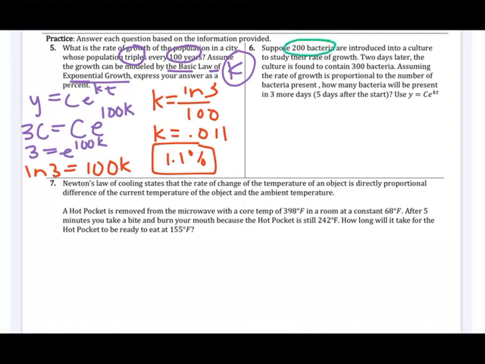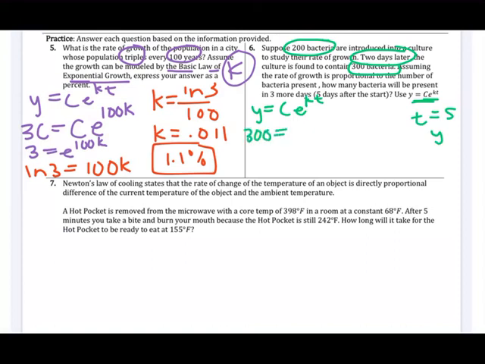Suppose there are 200 bacteria. 2 days later, there are 300 bacteria. Assuming the rate of growth is proportional to the number of bacteria present, and they're telling us to use this formula, how many bacteria will be present 5 days after the start? So we want to know when t equals 5, we want to know how many bacteria, which is going to be our y. So y equals c e to the k t. No, you don't have to write that every time, but it's good until you have it memorized.